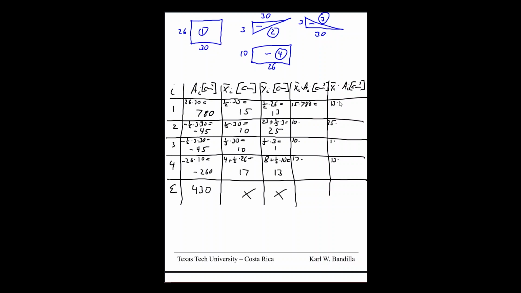Then the area is 780, 780 minus 45, minus 45, also minus 45, and then minus 260.